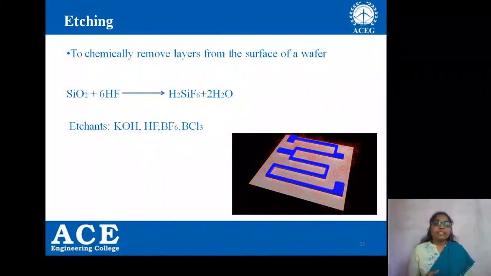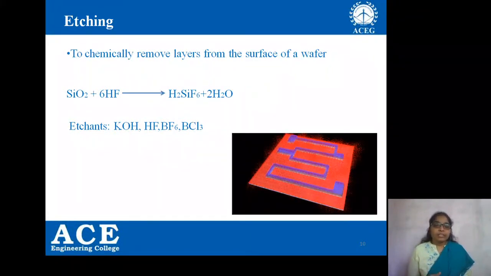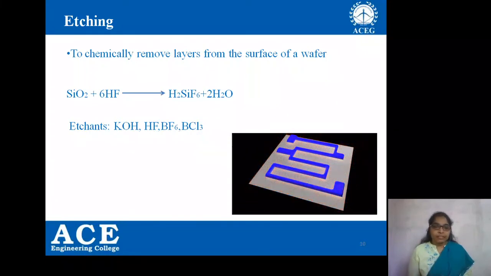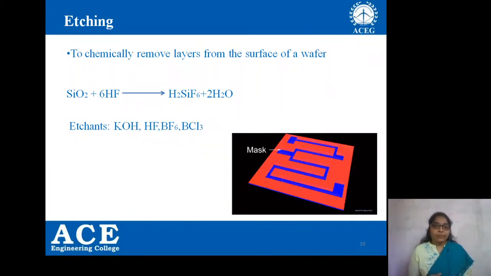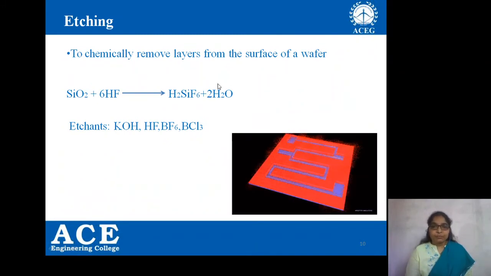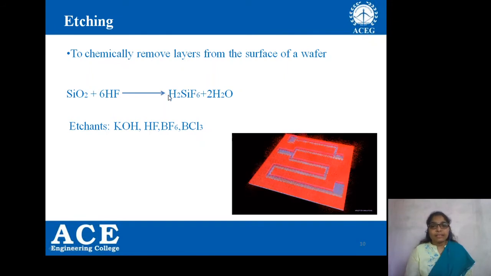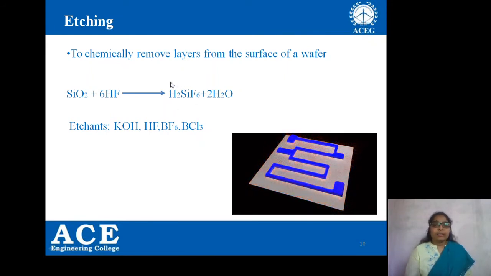Now coming to etching. This is chemically removing layers from the surface of the wafer. The etchants we will use are potassium hydroxide, hydrofluoric acid, etc. In most cases we will have hydrofluoric acid. Here we can observe the chemical reaction: SiO2 plus 6HF gives rise to H2SiF6 plus 2H2O. As we know, water is in liquid form, and this H2SiF6 is hydrofluorosilicic acid, and this is also in liquid form.